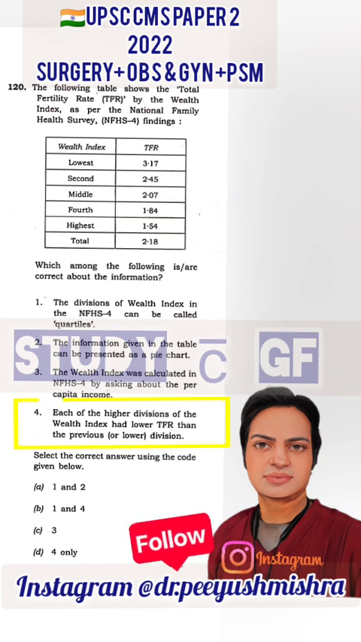The following table shows the total fertility rate TFR by the Wealth Index as per the National Family Health Survey NFHS 4. Findings are given below. Correct information is each of the higher division of the Wealth Index had lower TFR than the previous or lower division.